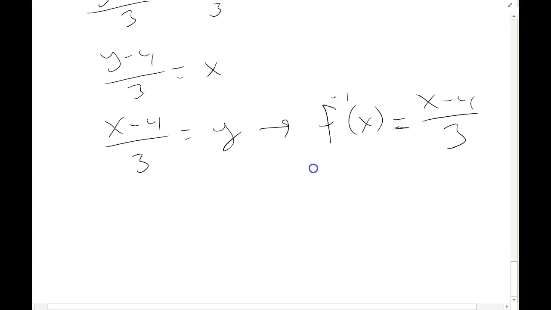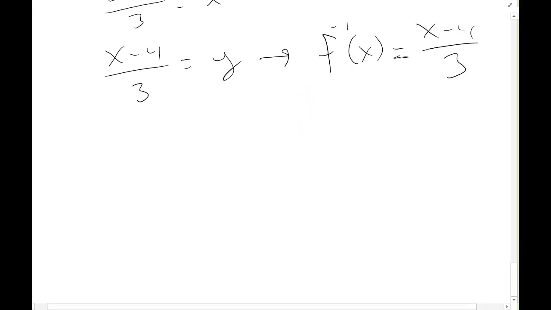Let's do one more example before we move on. Let's do one maybe with a fraction in it. So let's consider the function f of x equals x over x plus 1.